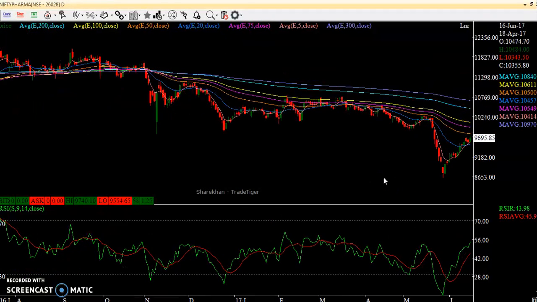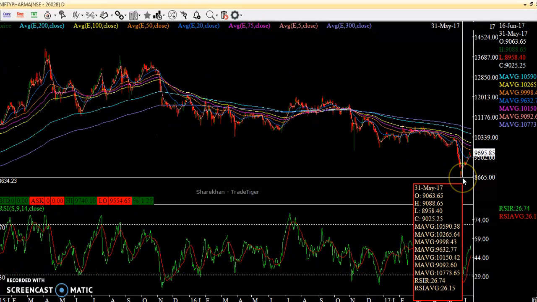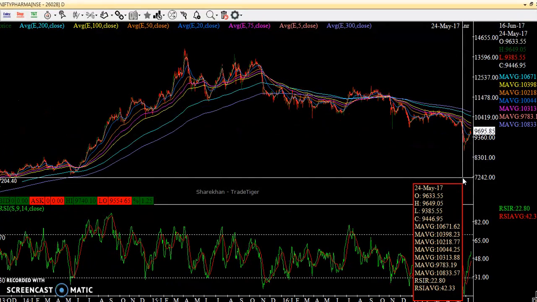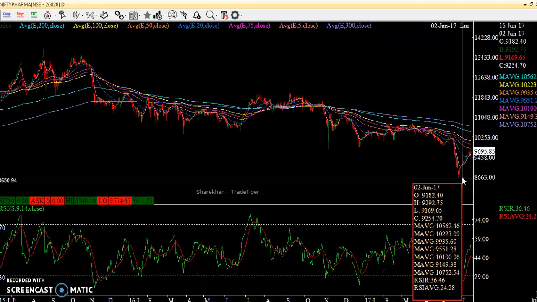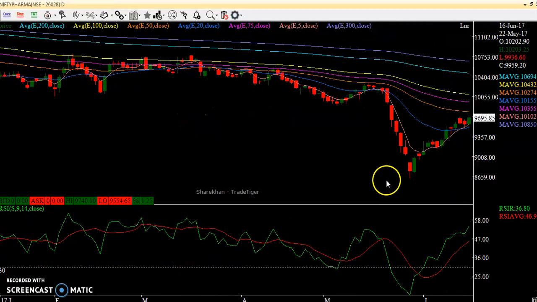So it kind of was buying on dips and selling here, but this was the very, very low point of the pharma sector, which was way before in 2014. So people might have been a buyer here because you will be getting the stocks very cheap.